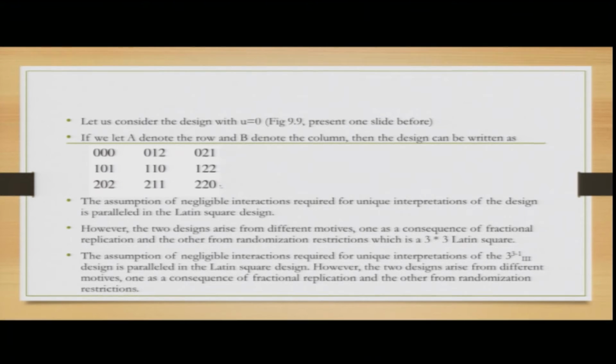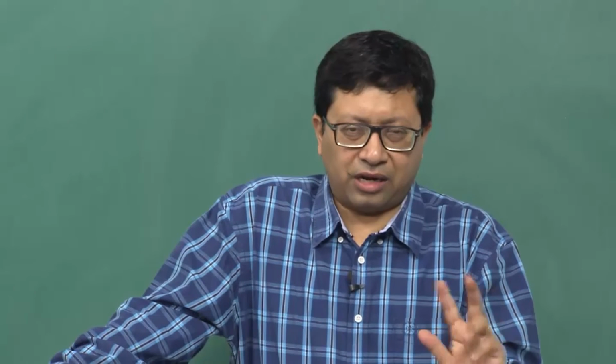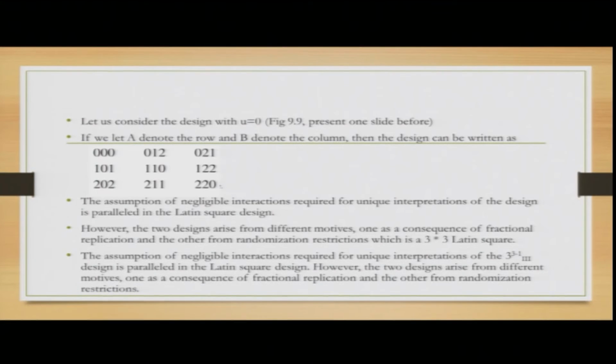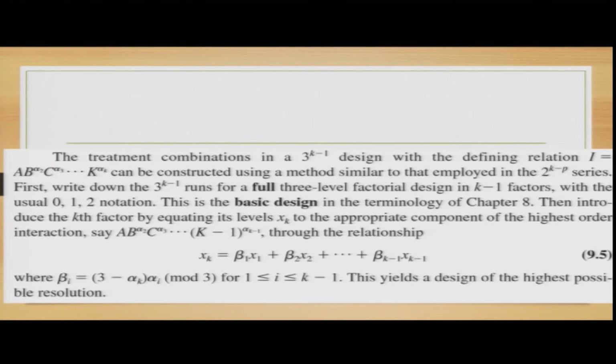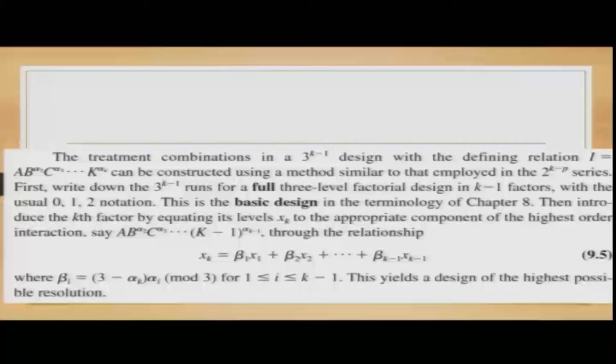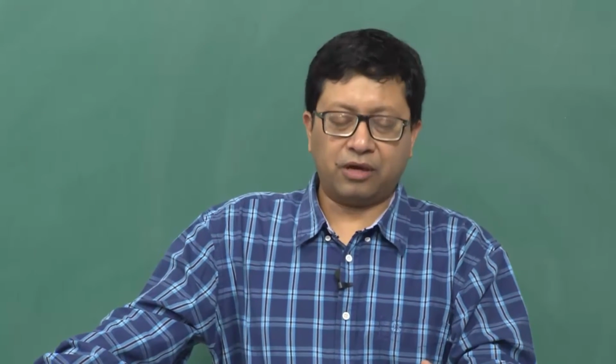If you remember, in the Latin square you had the 3 cross 3 square and it was replicated accordingly. However, the two designs arise from different motives. One is a consequence of the fractional replication, another from the randomization restriction which has been put to the problem. The treatment combination in a 3 to the power k minus 1 design with a defining relationship is, so basically, the indicator function is again a to the power alpha 1, b to the power alpha 2, c to the power alpha 3 till k to the power alpha k.